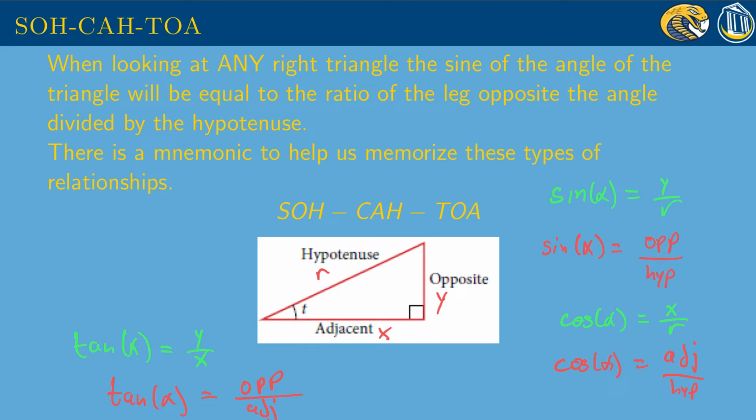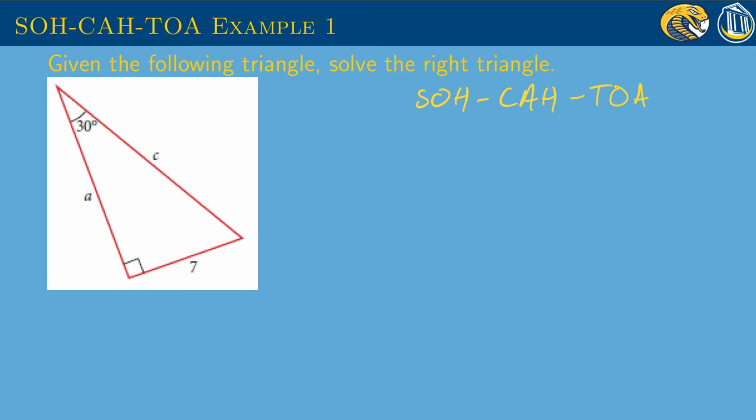Now this is a lot to memorize, and so we've created an acronym that says sine is opposite over hypotenuse, cosine is adjacent over hypotenuse, and tangent is opposite over adjacent, just like these three formulas say. I realize this can be a little confusing, so let's jump into an example.